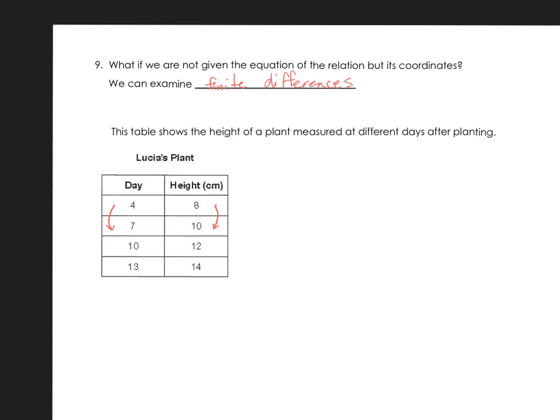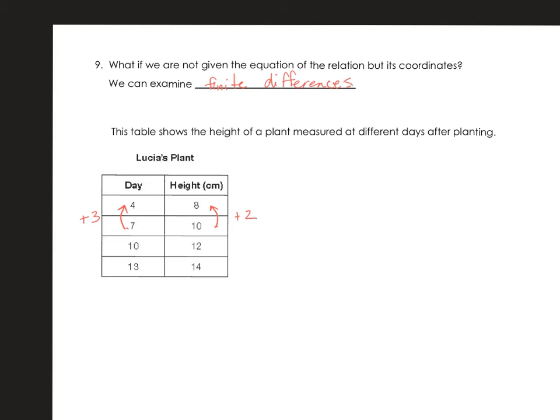So, what do I do to go from 4 to 7? Well, how many days have passed? And for us to calculate that, what we actually do is we go backwards with our arrows. So, rather than moving from 4 to 7 in calculation, we say, what did we do to 4 to get to 7? We actually added 3. And over the course of those 3 days, what happened to the height? Well, it would be an increase of 2 centimeters. So we just did a quick calculation of 7 minus 4 and 10 minus 8.